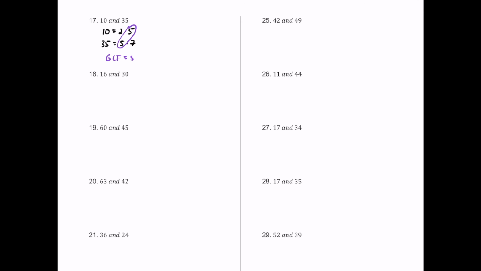GCF equals 5. Now using the ladder method, we have 10 and 35. And I think they just have the 5 in common. 5 times 2 is 10 and 5 times 7 is 35. So this 5 here checks out with what we were looking for. And this 2 and the 7 also make sense, in that they are not used, they're extra, okay?